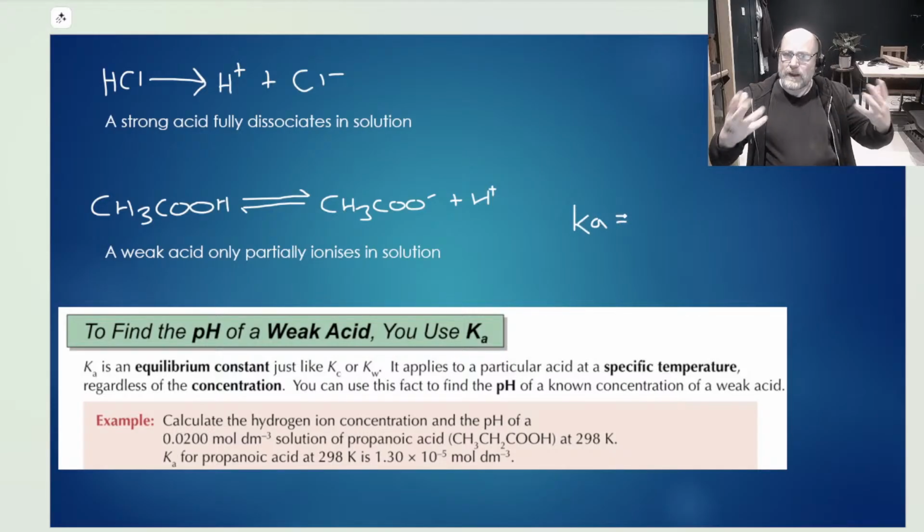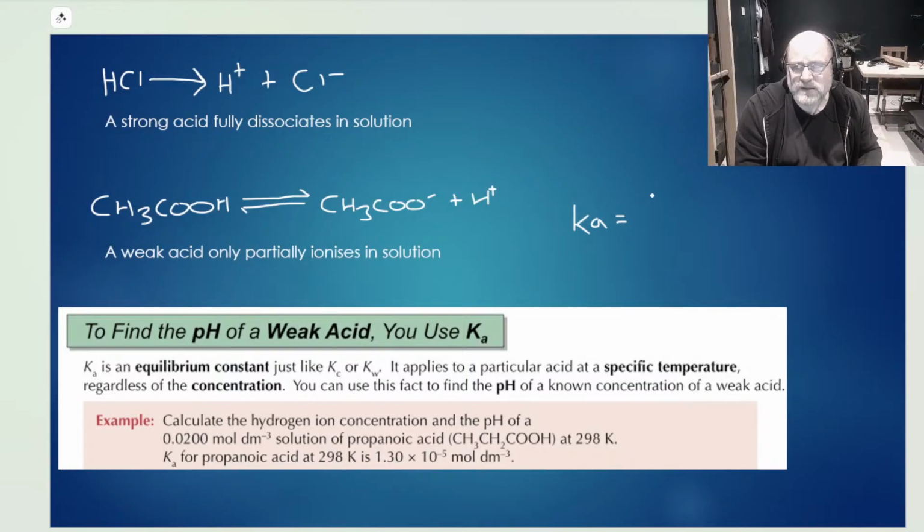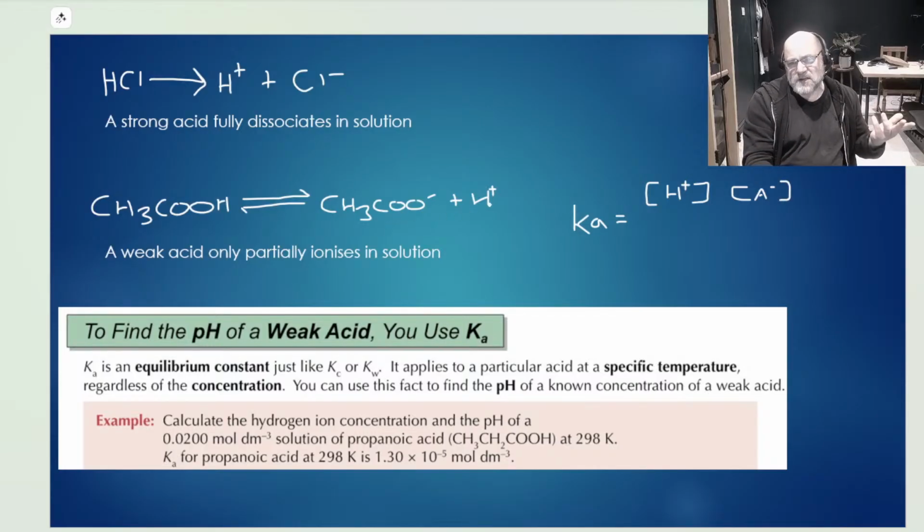Just like all equilibria, like when you do Kc or Kp, you're going to do products over reactants. So our products are, in this case, applied to this. We can use an algebraic form, like H plus for the hydrogen ions, and instead of the ethanoate ions, we can use A minus. I could just write H plus and CH3COO minus, but that's longwinded. And then for the acid, it will be HA.